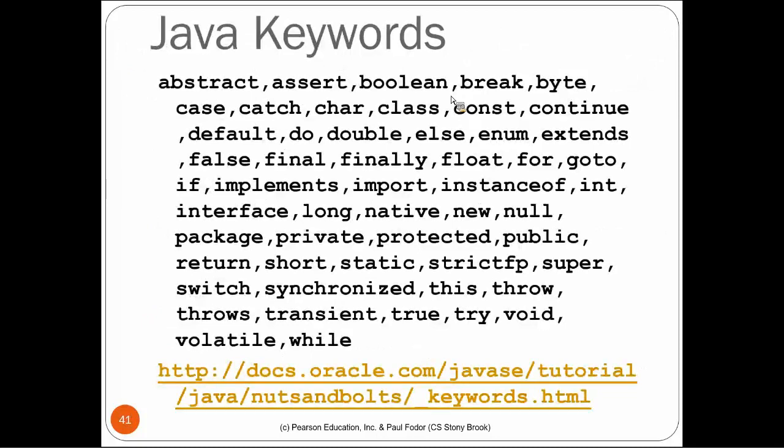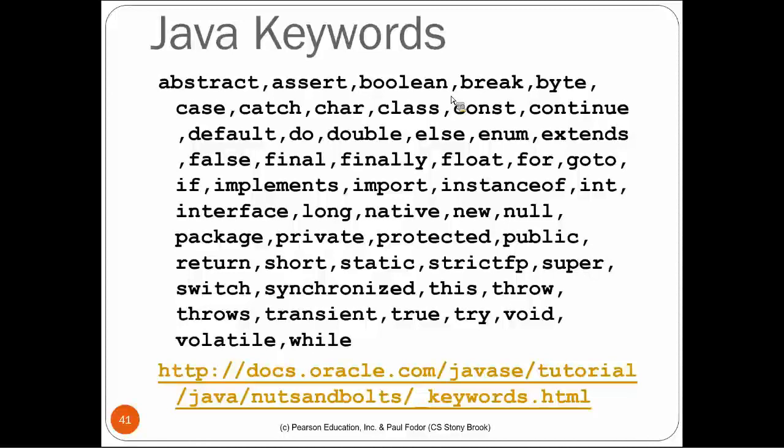These are all the words available as keywords in Java. You cannot use them for purposes other than the ones they were designed for. Abstract is for defining abstract classes. You cannot create instances of these classes. Assert is for assertions, checks that you want to make during execution, and they have to be true.